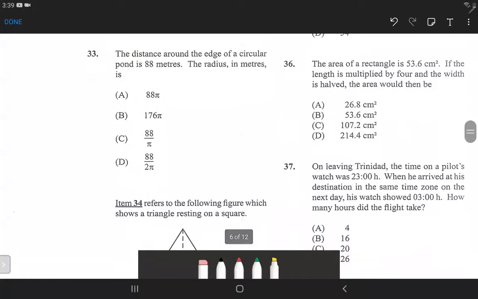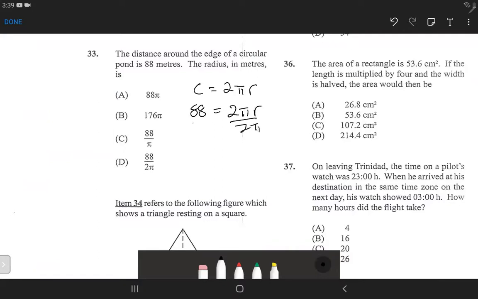27. The distance around the edge of a circular pond is 88 meters. The radius in meters is then, well, remember the distance around something is the perimeter. And the perimeter of a circle is called the circumference, and the circumference is equal to 2 pi r. So we have circumference is 88, that is 2 pi r. You want to solve for r, divide both sides by 2 pi, cancel, so r is equal to 88 over 2 pi. This one. Right?